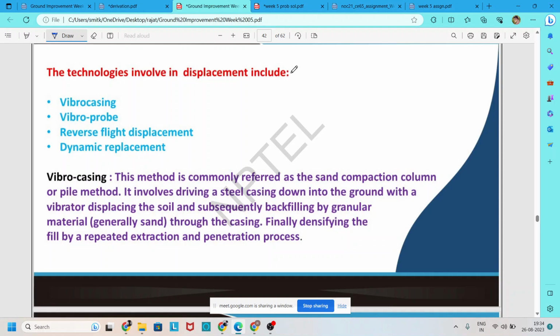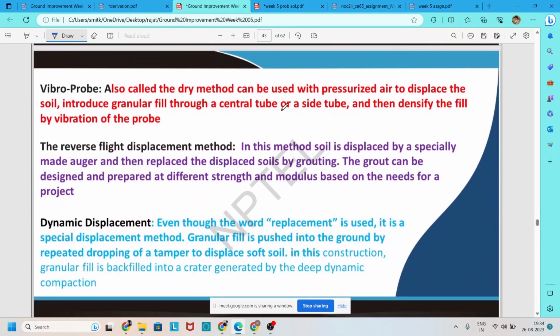the ground is compacted. Moving to the next slide, here we discuss the vibroprobe method. The vibroprobe method is also called the dry method. Here we apply pressurized air to replace the surrounding soil. After that, we apply the same good granular material, like granular fill, and vibration is applied by the vibration probe, and like that the ground is compacted.